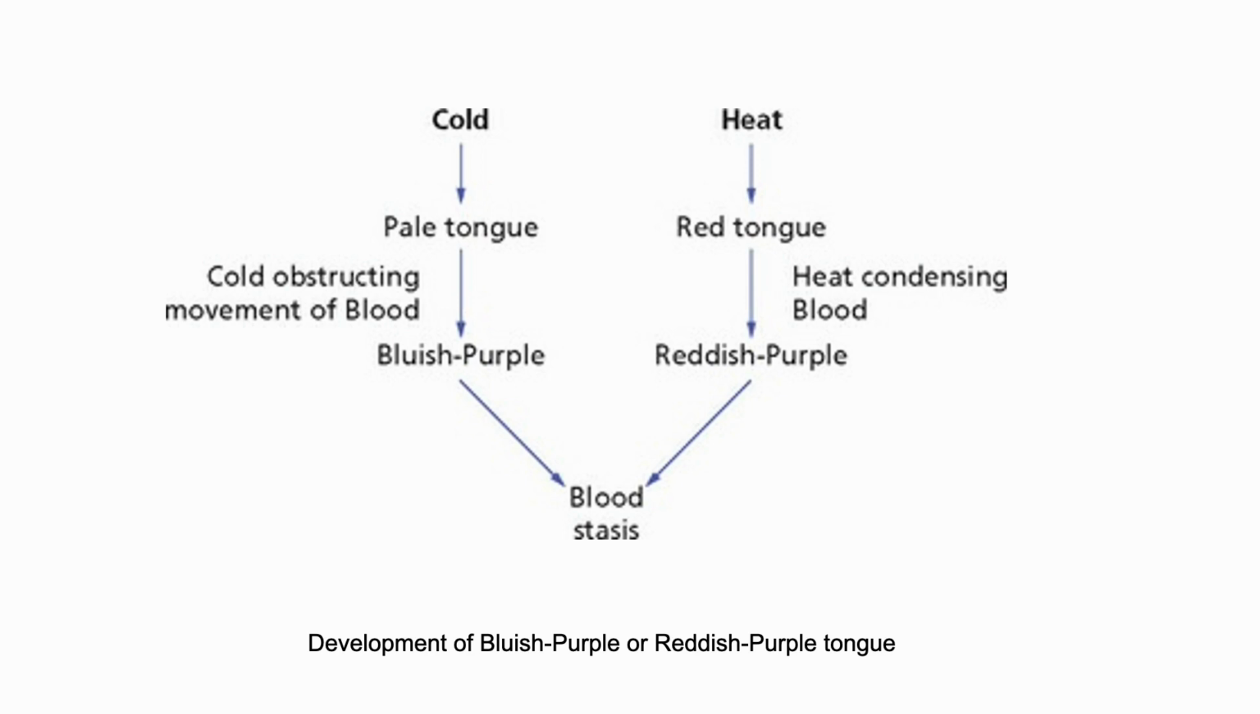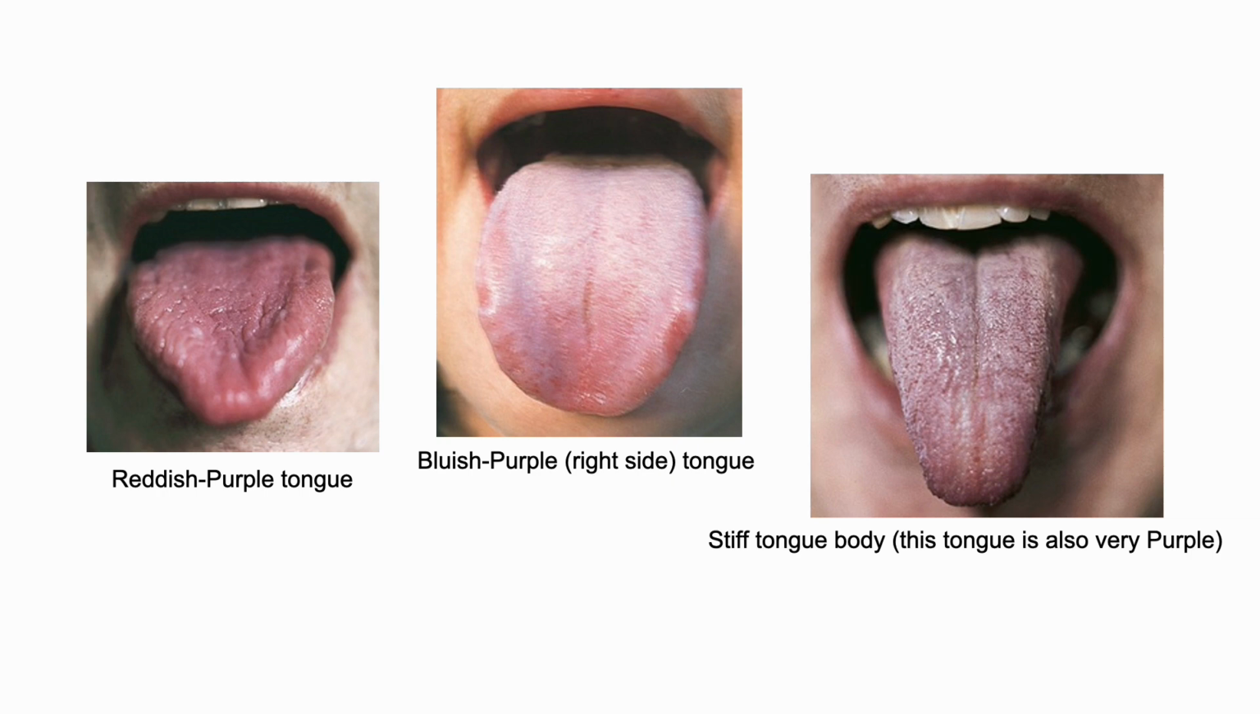Therefore, the bluish purple tongue indicating cold derives from a pale tongue, while the reddish purple tongue derives from a red tongue. A tongue becomes purple only after a prolonged time, usually years. Therefore, it always indicates a chronic condition, and for this reason it is far more common in the elderly.